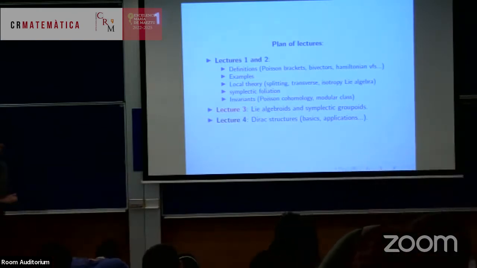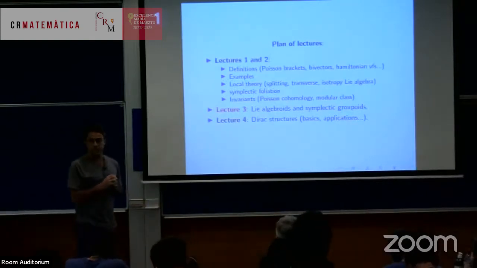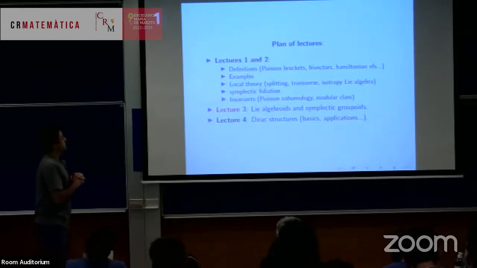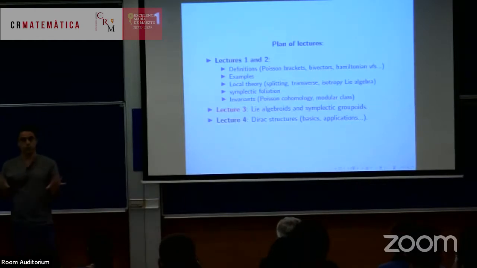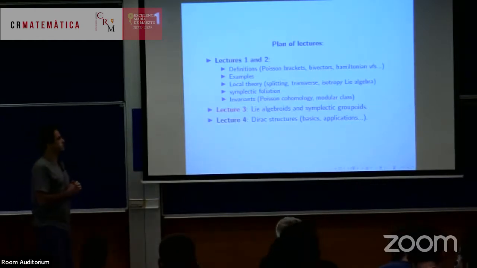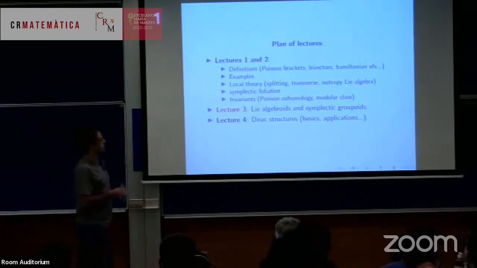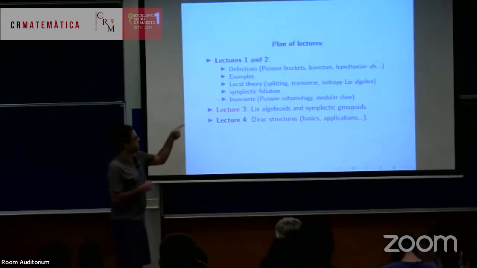So just a brief reminder of what we saw in the first two lectures. Feels like it was a long time ago to me, but we went over the two definitions, two viewpoints to Poisson structures based on brackets and by vector fields. We talked about some related structures like Hamiltonian vector fields. I gave a bunch of examples. I explained a bit the local theory of Poisson structures. There is one central theorem, which is the splitting theorem.